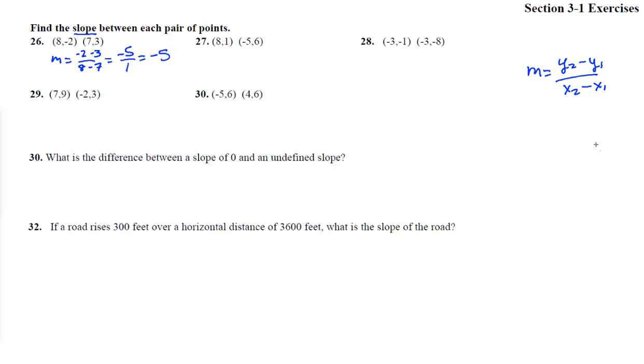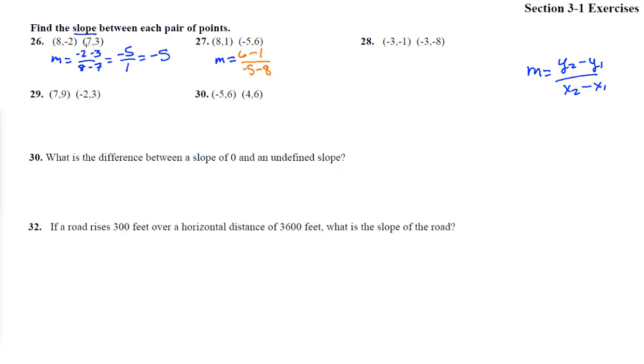And remember that slopes that are really steep have big numbers, and negative means going down to the right. So this is very steep down to the right. Number 27. Slope is going to be 6 minus 1 over negative 5 minus 8.